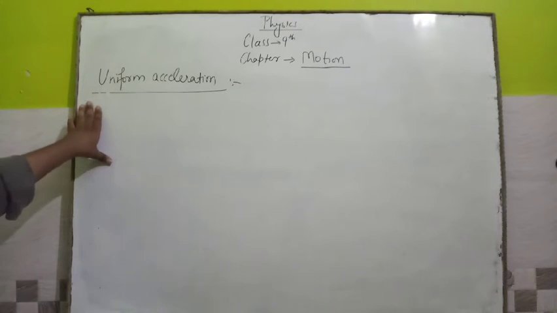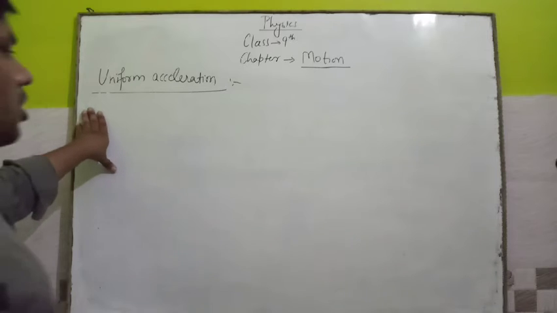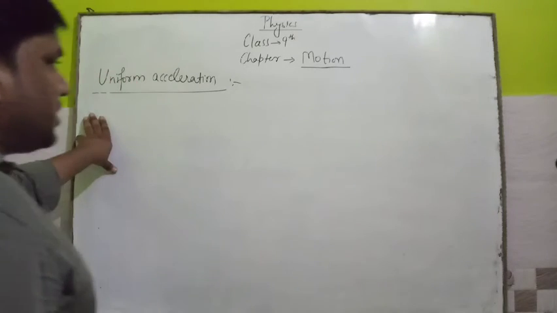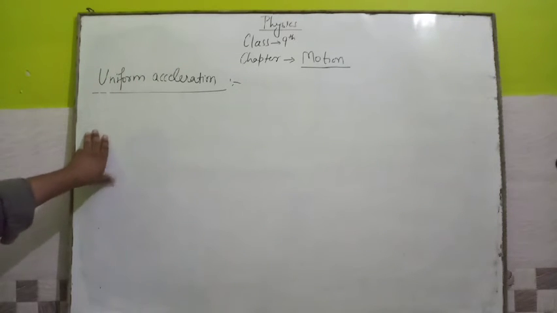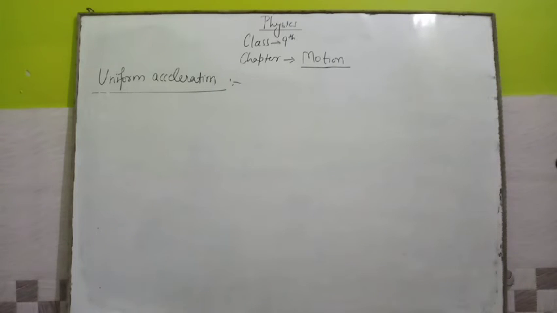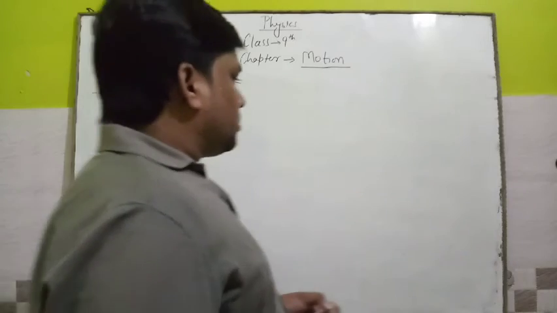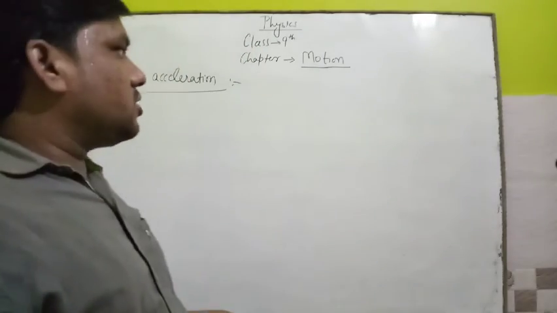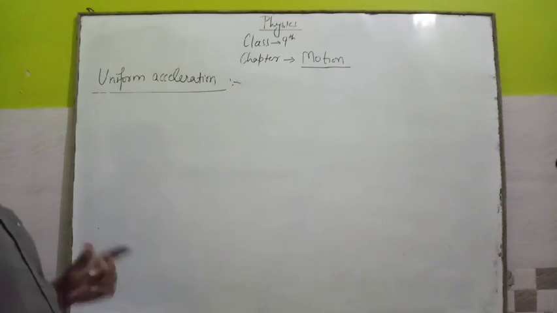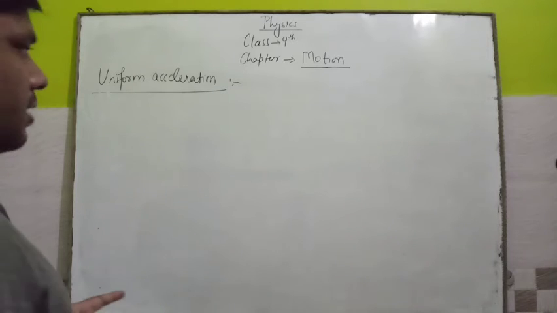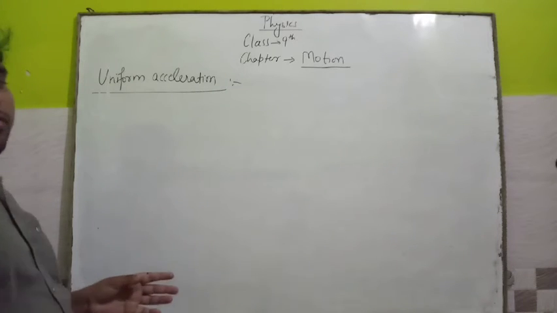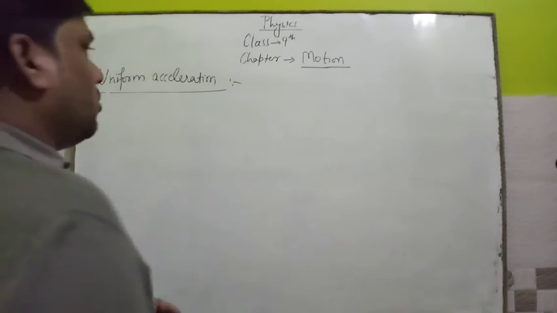Means acceleration always be equal, or in other words, if an object travels in a straight line and its velocity decreases or increases with equal amount in equal interval of time, then we can say that that is a uniform acceleration. Okay, now write on it.